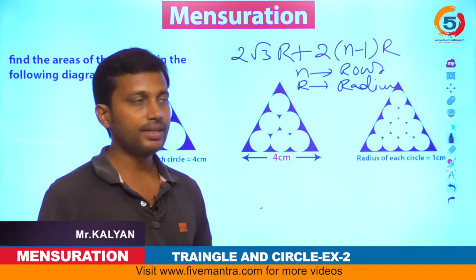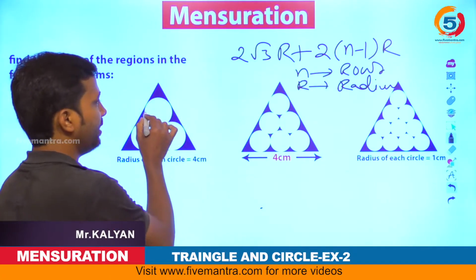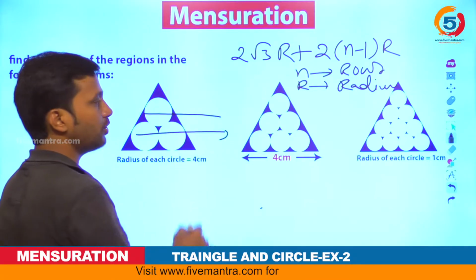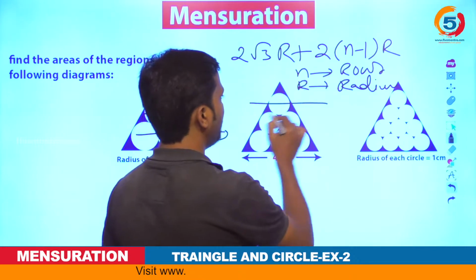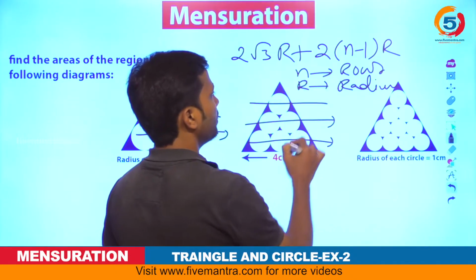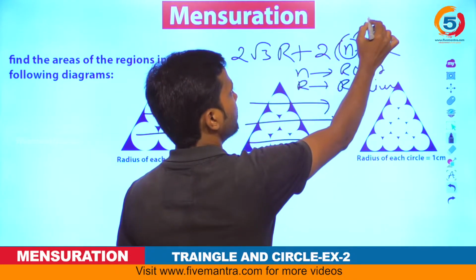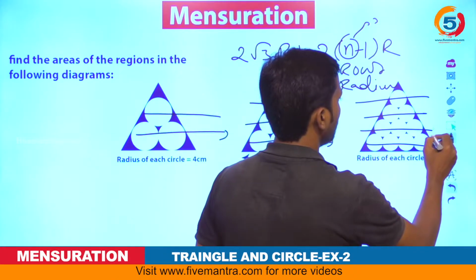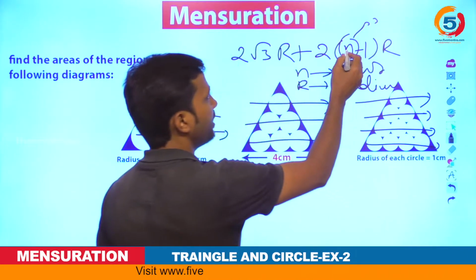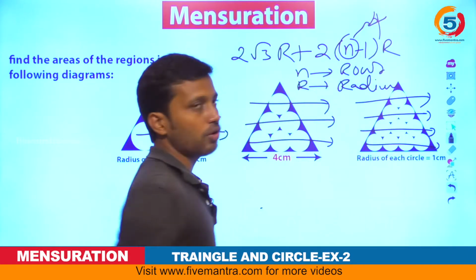Once again showing you what n is. See, how many rows of circles are here? 2. So n equals 2. Here how many rows are there? 3. So n equals 3. And how many rows are here? 4. So the n value would be 4.